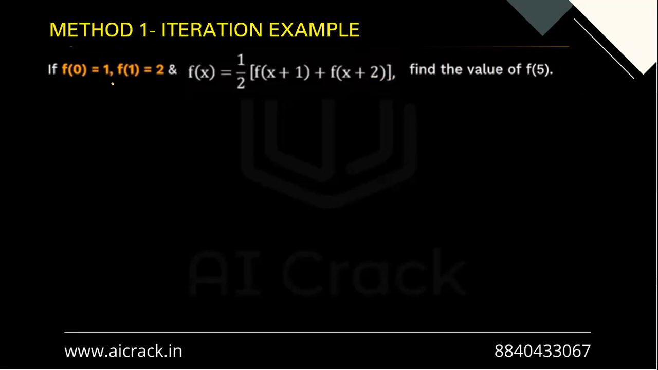So let's take an example first. We have been given that f(0) equals 1, f(1) equals 2, and f(x) equals 1 by 2 times f(x+1) plus f(x+2). Find the value of f(5).